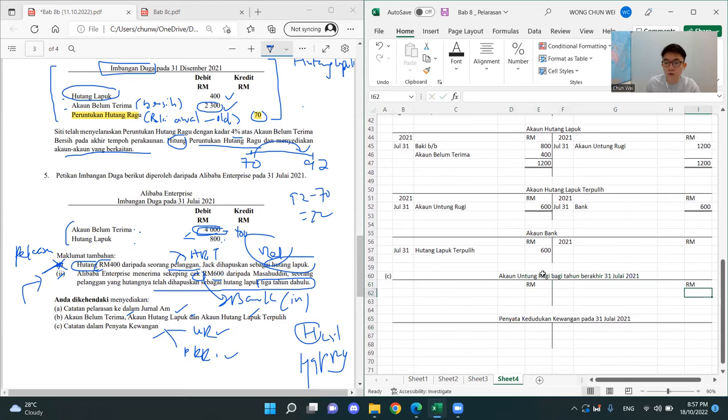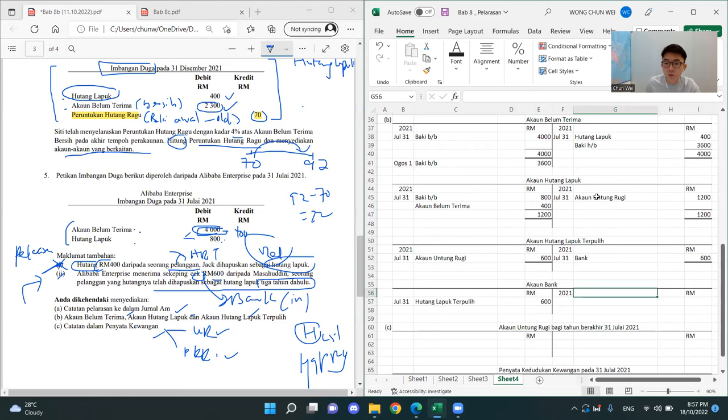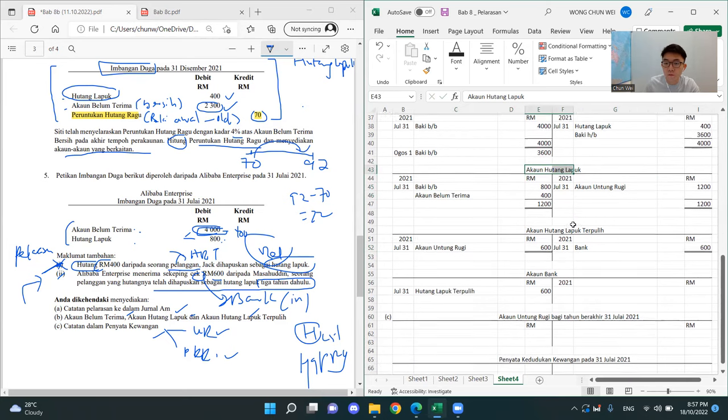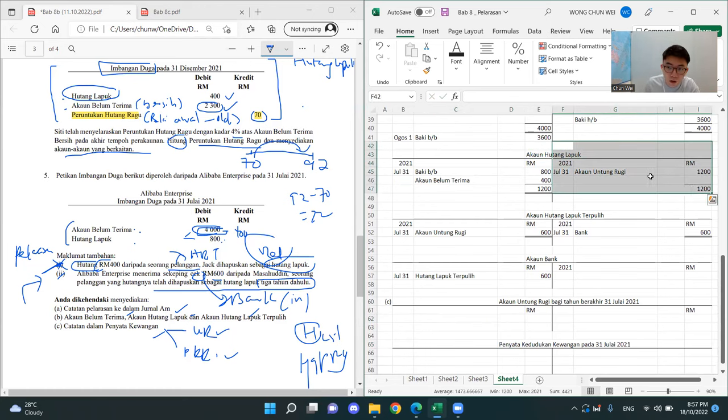So how do you record here? So very simple. Which one did we record for the account untung rugi tadi? Inilah, right? This one and this one, these two. So ini hutang lapuk we have to put into account untung rugi. And hutang lapuk is a belanja. So here I already credit my hutang lapuk. Can you see or not? Account untung rugi is on the credit side of your hutang lapuk. Therefore, when we come to untung rugi, we have to debit it. And here we write hutang lapuk.